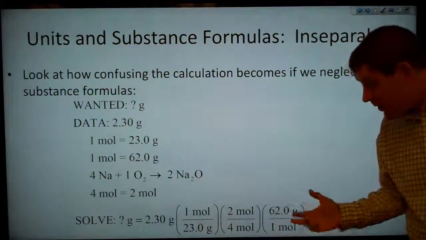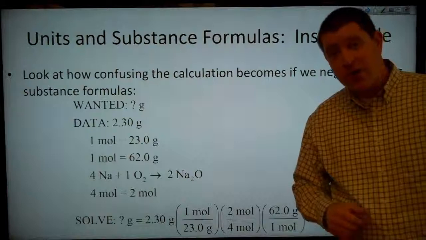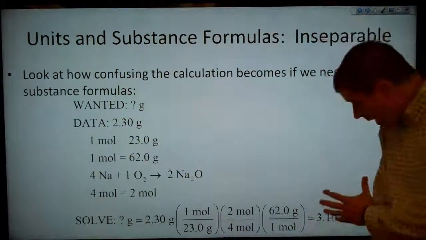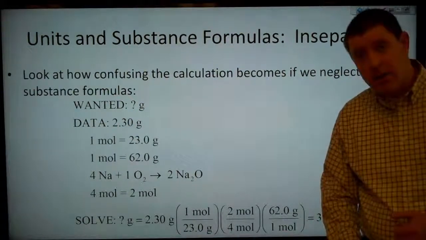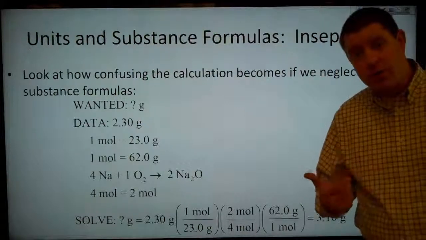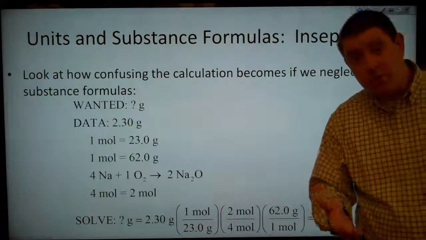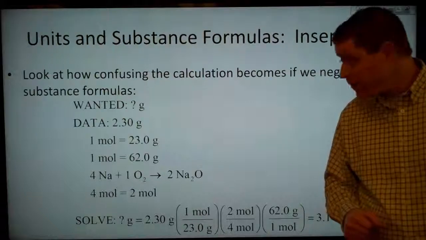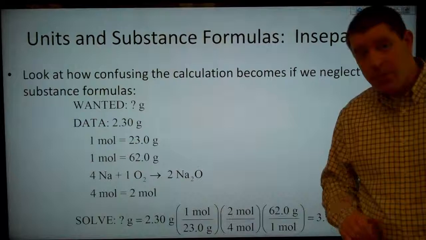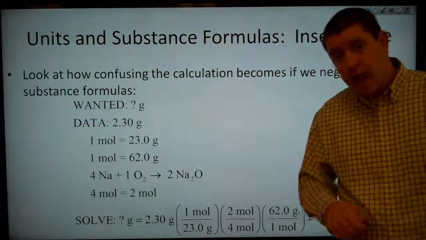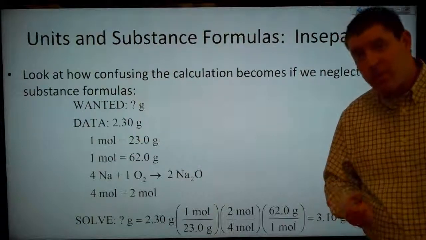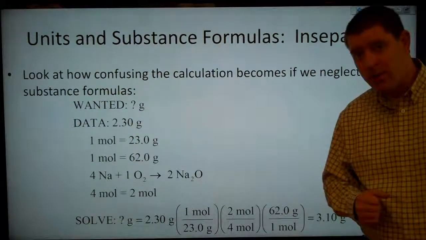Likewise, if you have a calculation like this, it makes it very difficult for your instructor to find out where you've made an error if you've made one. And so if you get an answer over here that is not the correct answer, and you've got a calculation that looks like this, it becomes very difficult to troubleshoot where that error is. It's very difficult for you, and it's very difficult for your instructor. So do yourself a favor, keep those substance formulas in there. You'll make fewer mistakes, and when you do make mistakes, your instructor is better able to provide help for you to solving and fixing those errors.